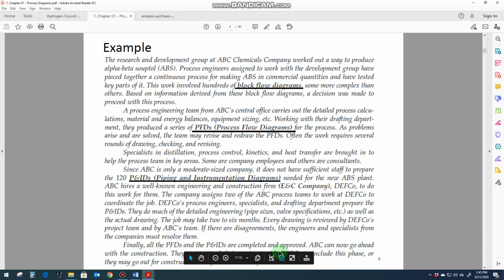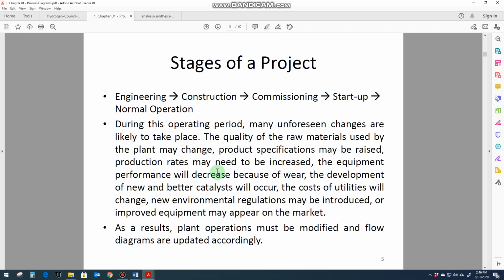Okay, so what we can see here, we can start with a simple block flow diagram with very little information. Then we will switch to the process flow diagram with more information on the material and energy balances, and then finally we move to the piping and instrumentation diagram, which is the most advanced form of the flow diagram and contains the maximum information. Now as we study this chapter, we will also see some more differences between these three diagrams.